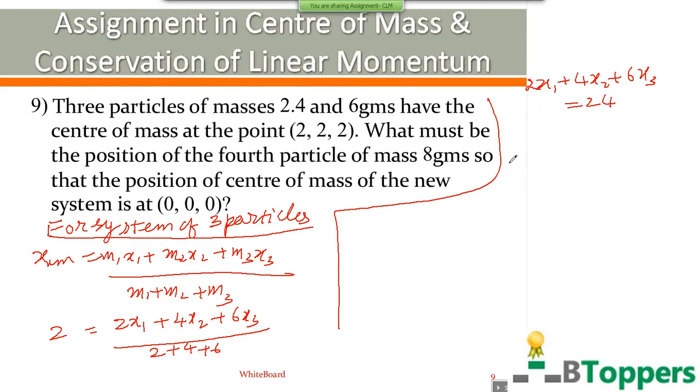Similar equations you get for y and z coordinates. That means 2y1 plus 4y2 plus 6y3 will also be 24, because the y coordinate of the center of mass in the first case is also 2. Similarly, you get a similar equation for z coordinates also: 2z1 plus 4z2 plus 6z3 also 24, because the z coordinate of the center of mass is also 2. So the second case is for the system of 4 particles.